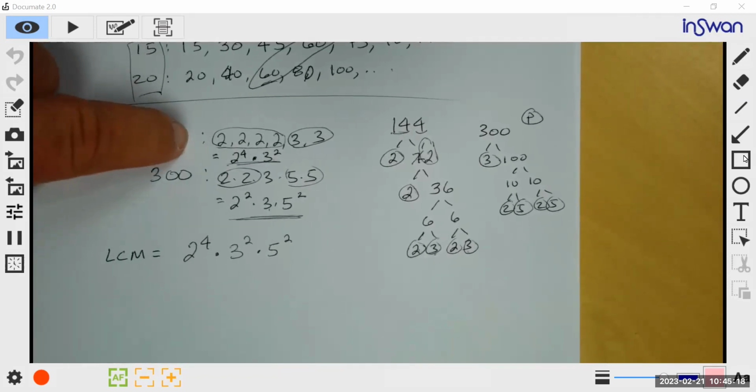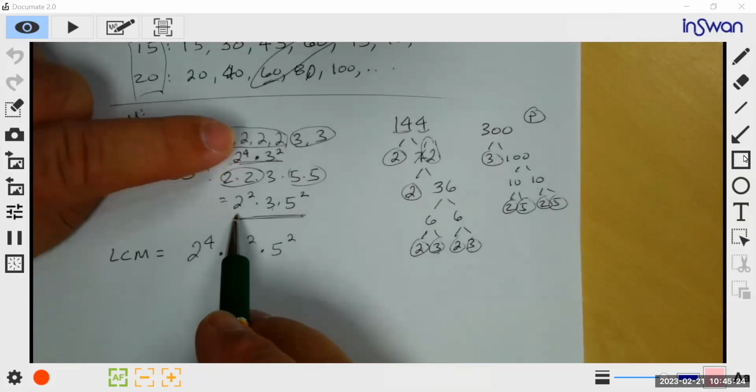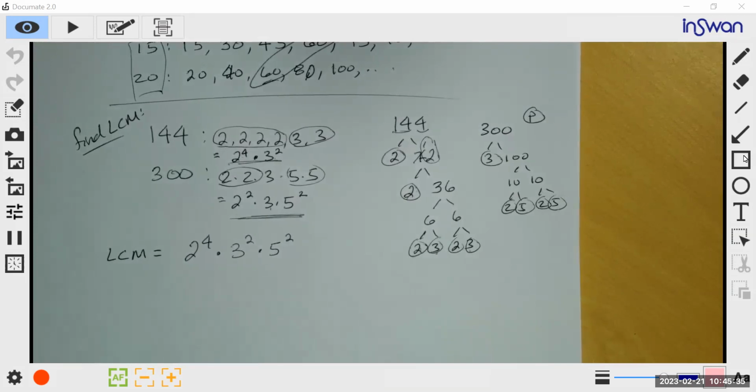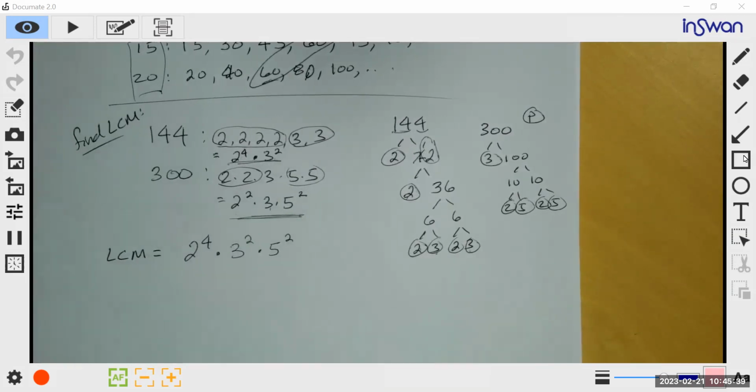Once you prime factorize them and you put them in exponents, look at how many times the numbers are repeated. If they have the same numbers, whoever has the highest exponent, you use that number. If they both have this, let's say they both had 2 5s, then you just use 5 to the power 2, just once.